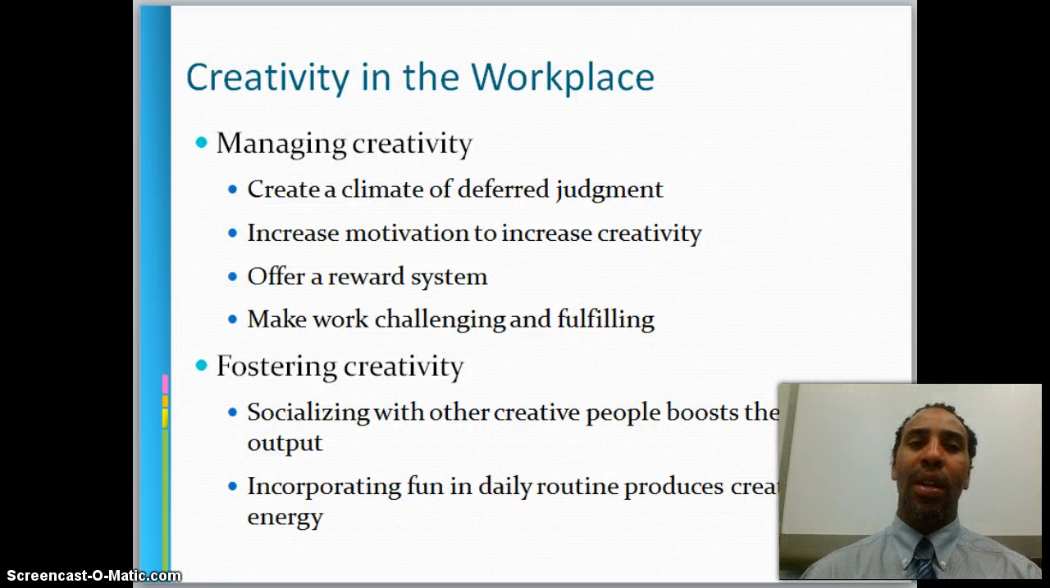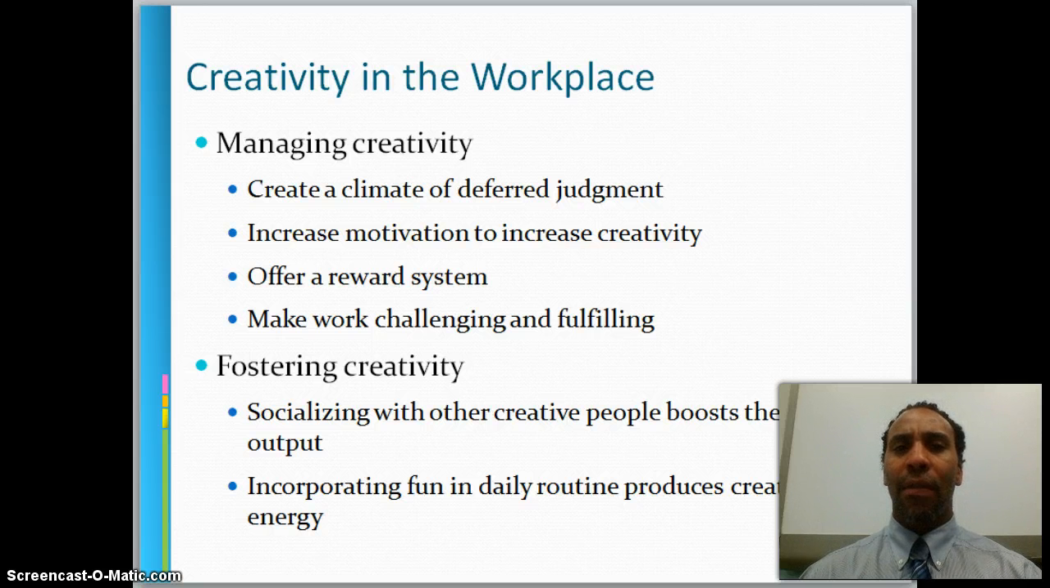So, managing creativity: create a climate of deferred judgment, and increase motivation to increase creativity, right? You want to motivate people to be creative. Offer a reward system. You come up with a great idea, and maybe somebody gets a bonus or some type of gift certificate or a lunch.